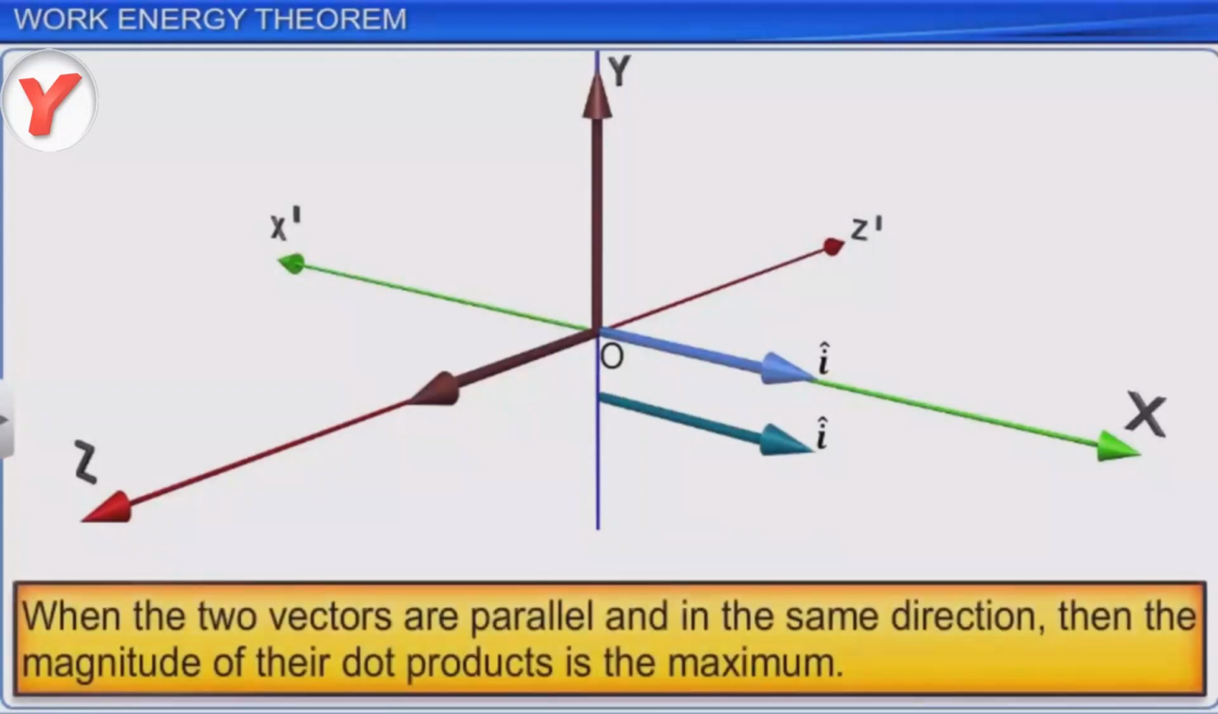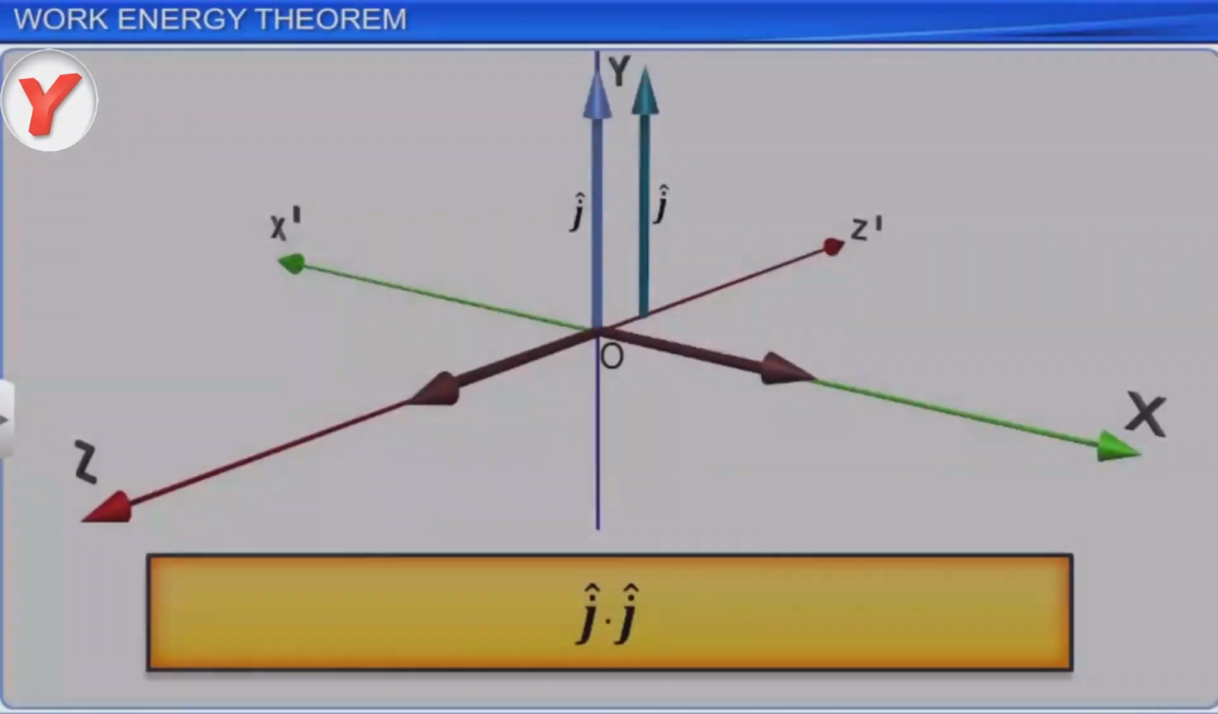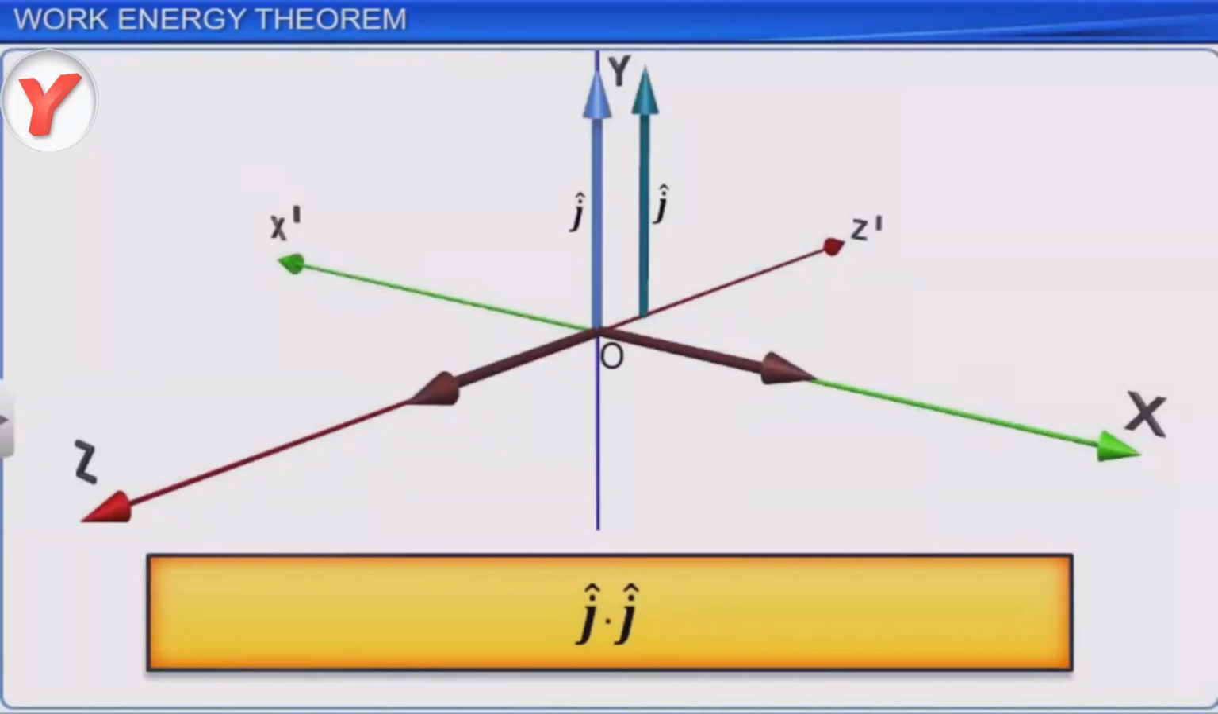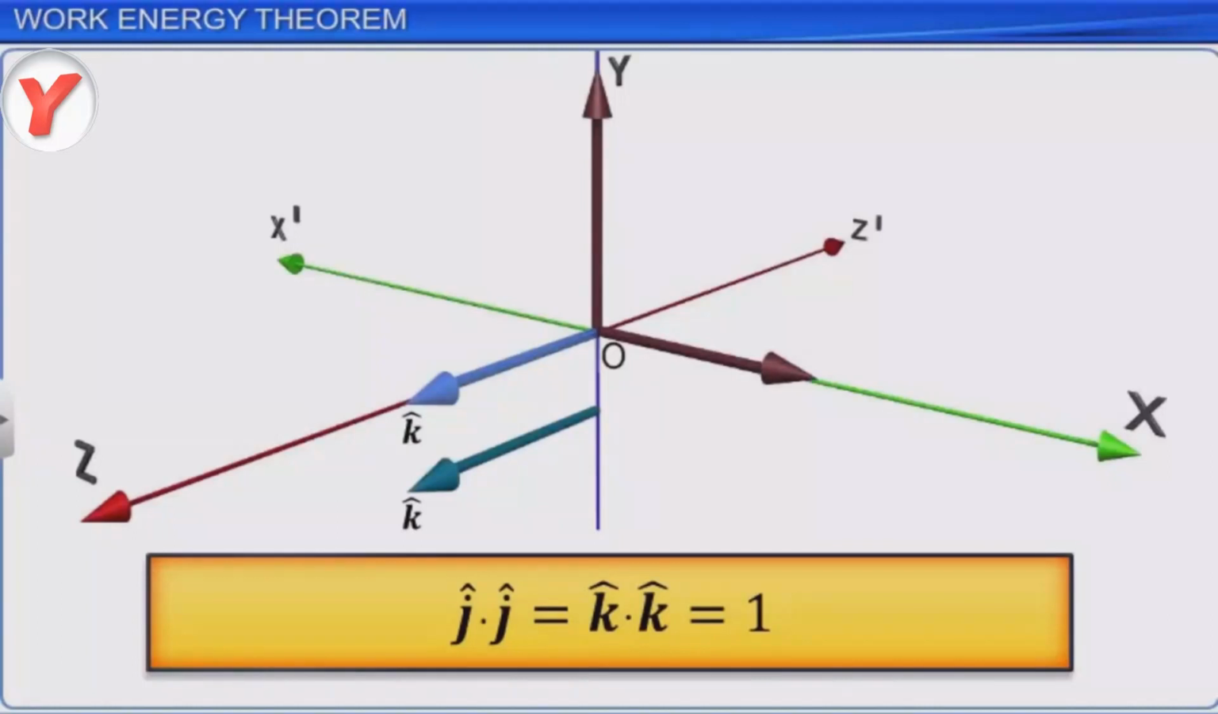Thus, when the two vectors are parallel and in the same direction, then the magnitude of their dot products is maximum, as cos 0 degrees is equal to 1. Thus, we get I dot I equals 1, as shown. Similarly, we get J dot J and K dot K equal to 1, as shown.